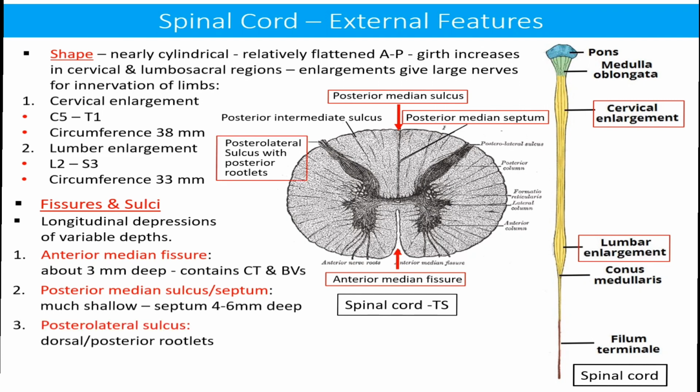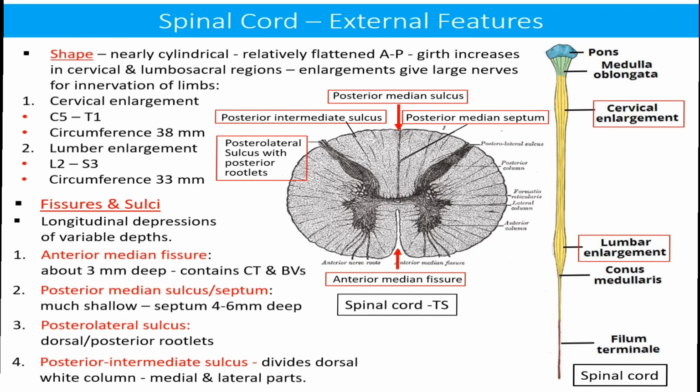Third is posterolateral sulcus, which lies on the dorsal aspect, and posterior rootlets are attached at this site. Fourth is posterior intermediate sulcus, which divides the dorsal white column into medial and lateral parts.